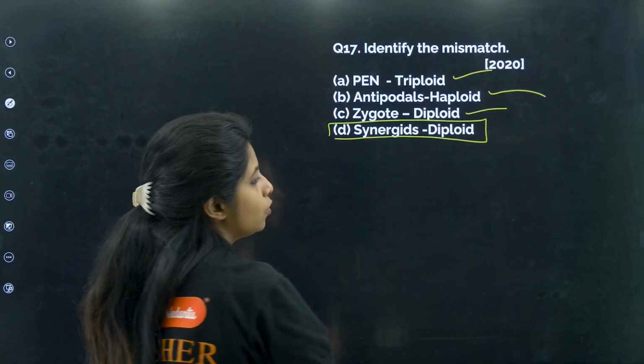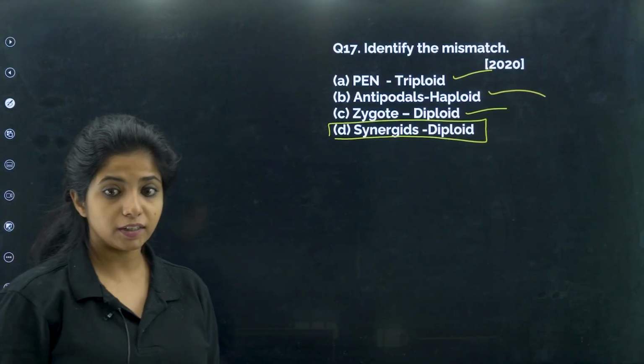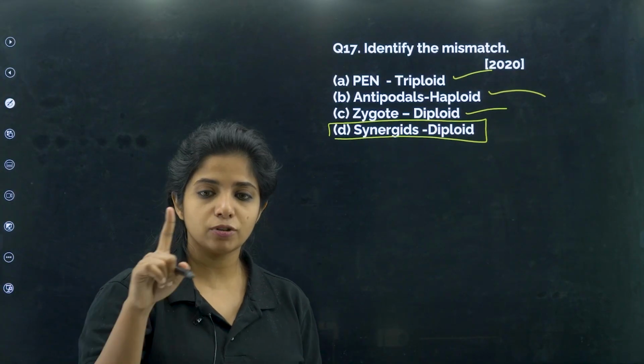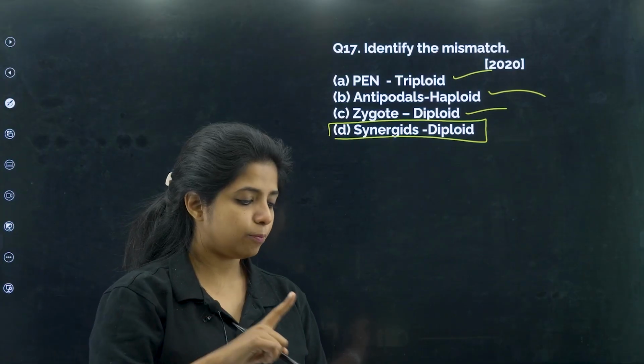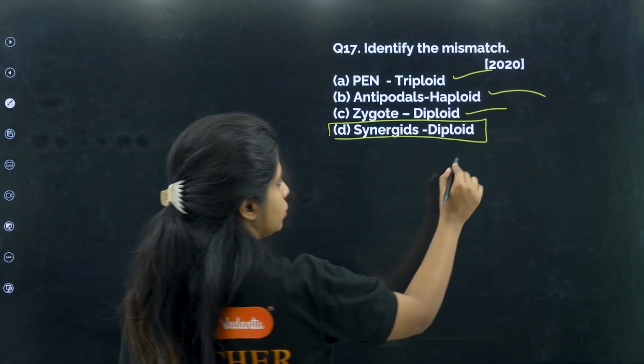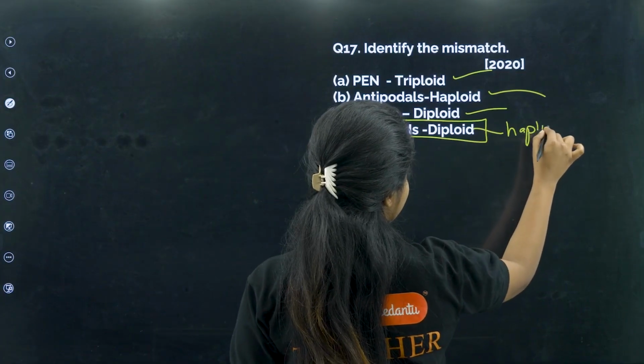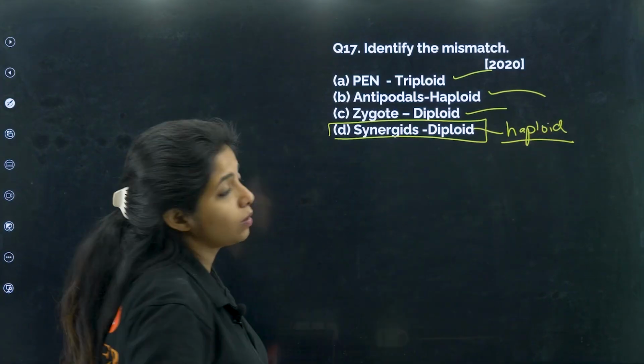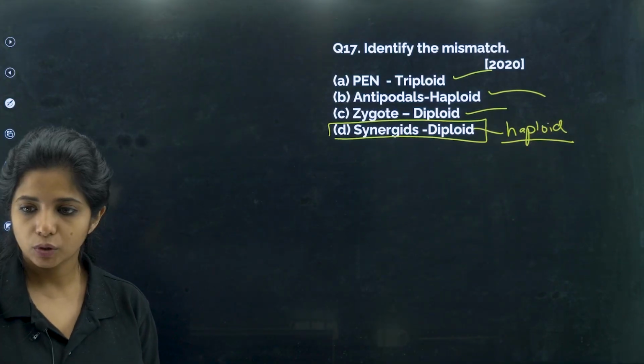Synergids cannot be diploid. No. These are normal cells which are present in the embryo sac. Synergids, egg cell, polar nuclei, and then antipodal cells, they all will be haploid. So this is wrong. It has to be haploid. This came in 2020. Cool.